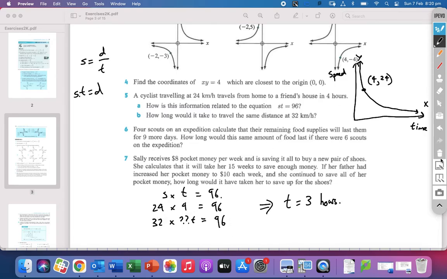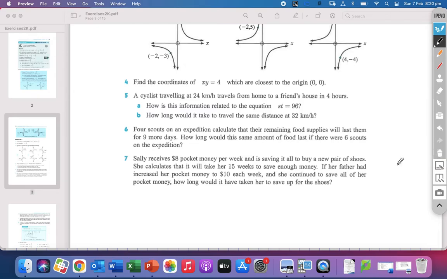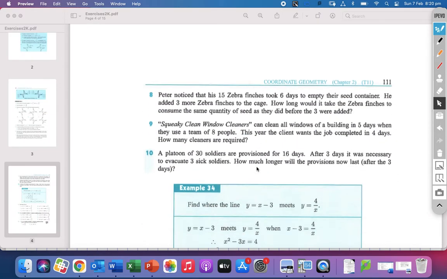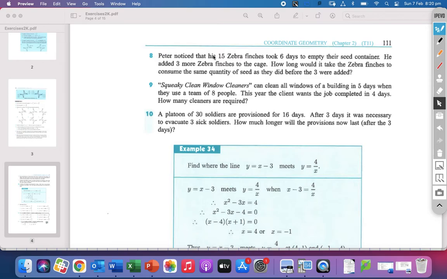Using this structure, I can do pretty much every question here, all the worded questions. So for example, let's fast forward and look for another one. Make a little jump. How about number 8? Peter, he has 15 birds, finches. They take 6 days to empty their seed container.